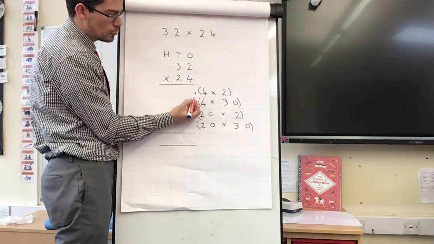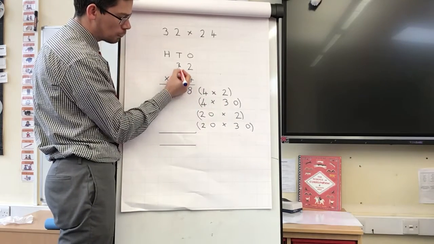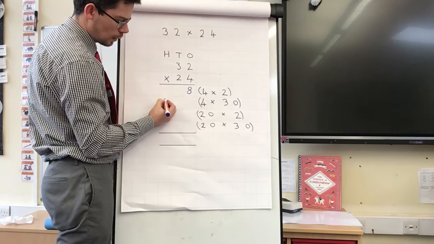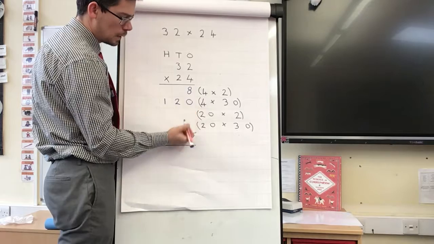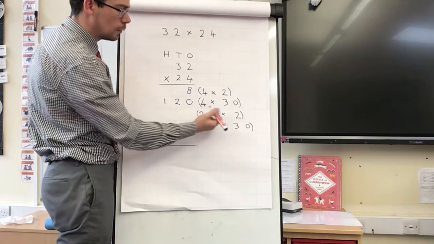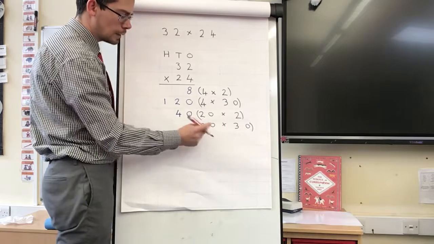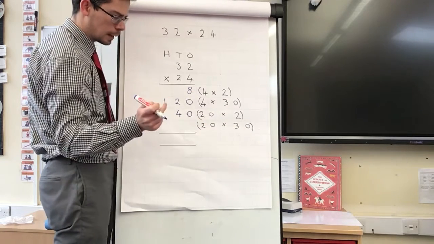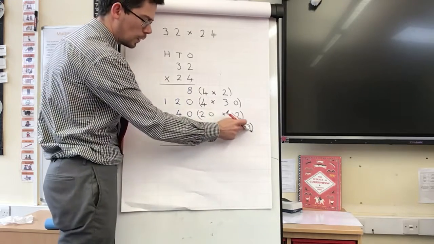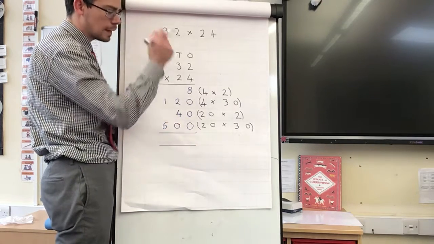So the 4 times the 2, just 1, so it's 8. The 4 times the 30, the 3 tens, I know 4 times 3 is 12, so 4 times 30 is 120. Then I've got my 20. 20 times 2 is 40, 2 lots of 20 is 40. And then I've got 20 times 30. Now I know that 2 times 3 is 6, so 20 times 3 is 60, so 20 times 30 is 600. That's likely to be where you're going to struggle the most, but it's the same as the grid method.